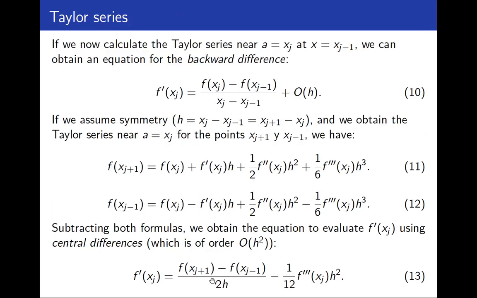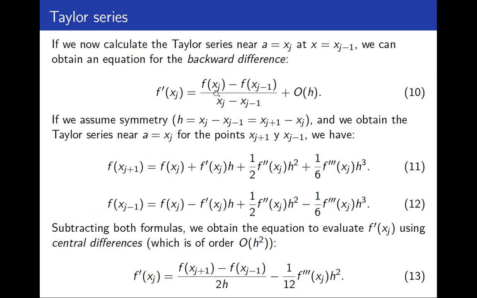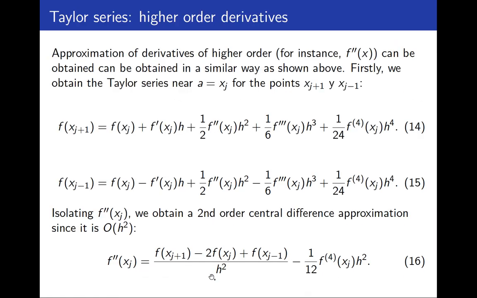Compared to these equations that I showed before for the backward, central, and forward difference, where we only use 2 points to evaluate the first derivative, for the second derivative we need 3 points. We need the value of f at this point, the value of f at this point, and the value of f at this point, to estimate the second derivative of f.